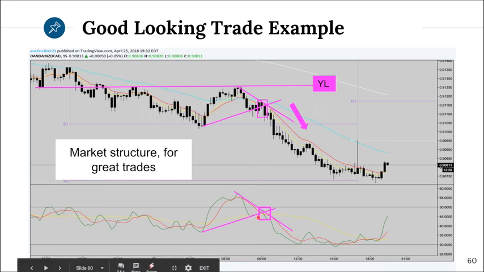The TDI does not lie. When you see it on the TDI, you throw it up on the candles, and that's how you find your proper entries. Now, let's get into the TDI piece by piece.